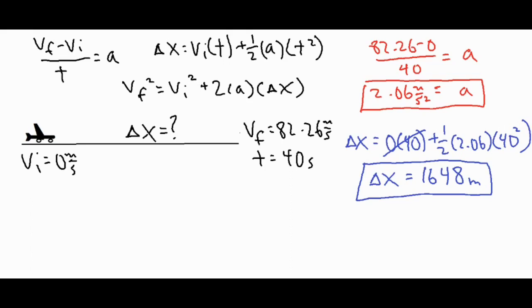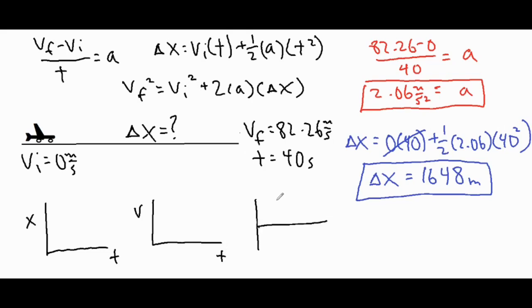So after plugging everything in, because my VI is 0, this front part drops off, and then I take 1/2 times the A times the T squared, and that gives us a runway length of 1,648 meters. Now, if we were to create some graphs for that, we can do a position versus time graph, a velocity versus time graph, and an acceleration versus time graph as well.